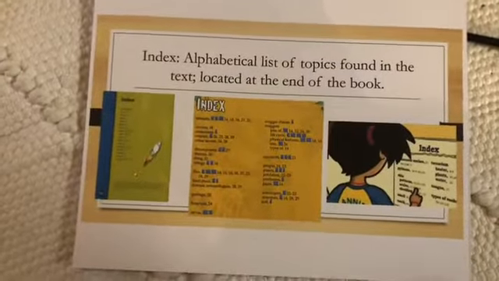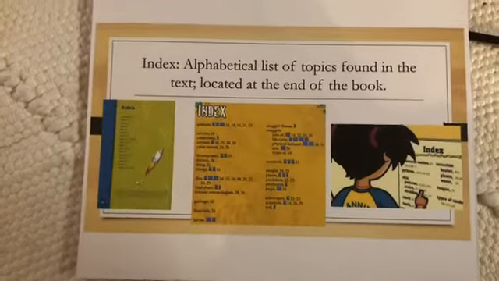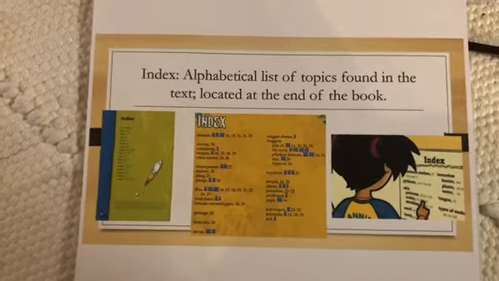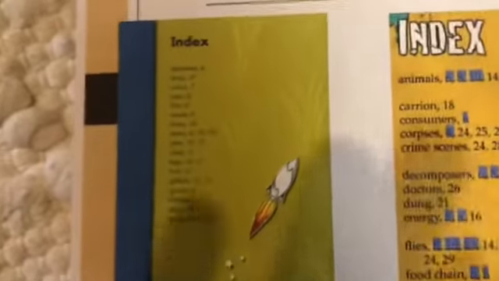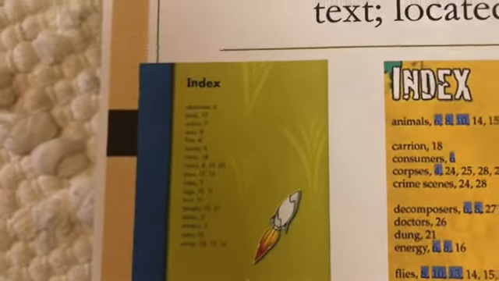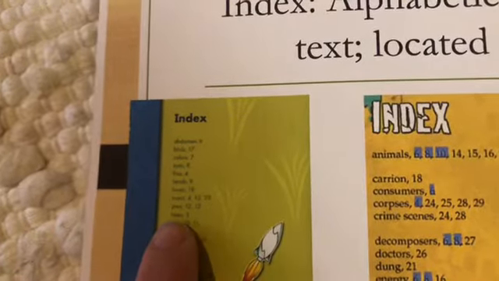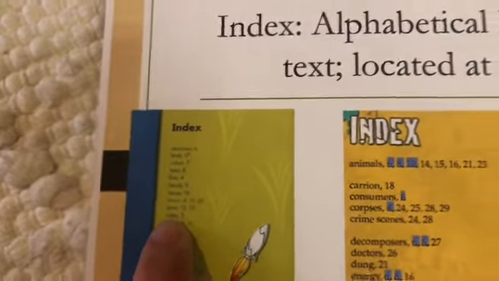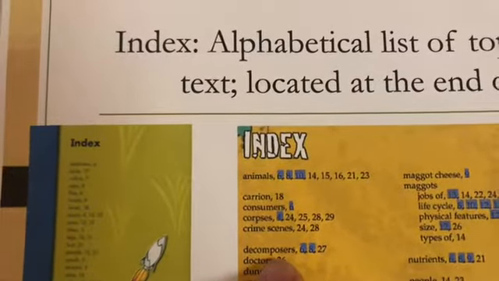The next text feature you may have learned about is an index. Like the glossary, the index can be found at the back of the book, and it's an alphabetical list of topics found in the text, located again at the end of the book. So if you take a look here, you can see that if you want to learn about ideas, you would look on page 5. If you want to learn about decomposers, you would look on pages 6, 8, and 27.